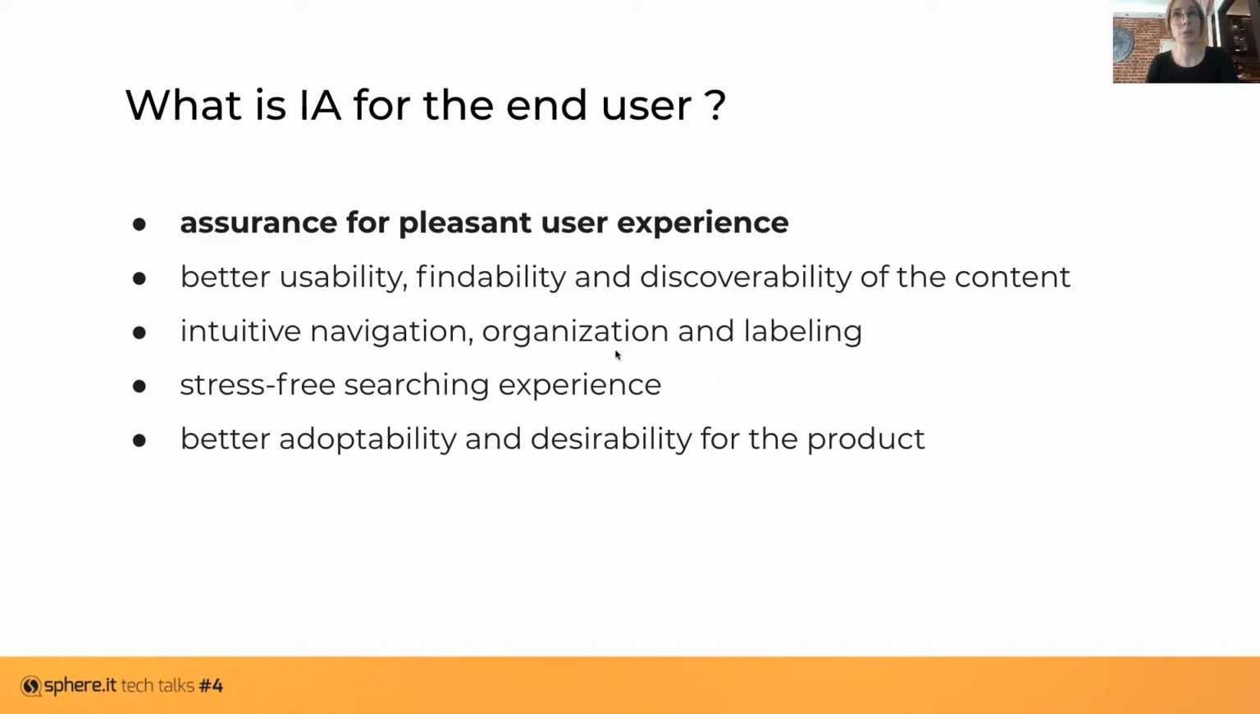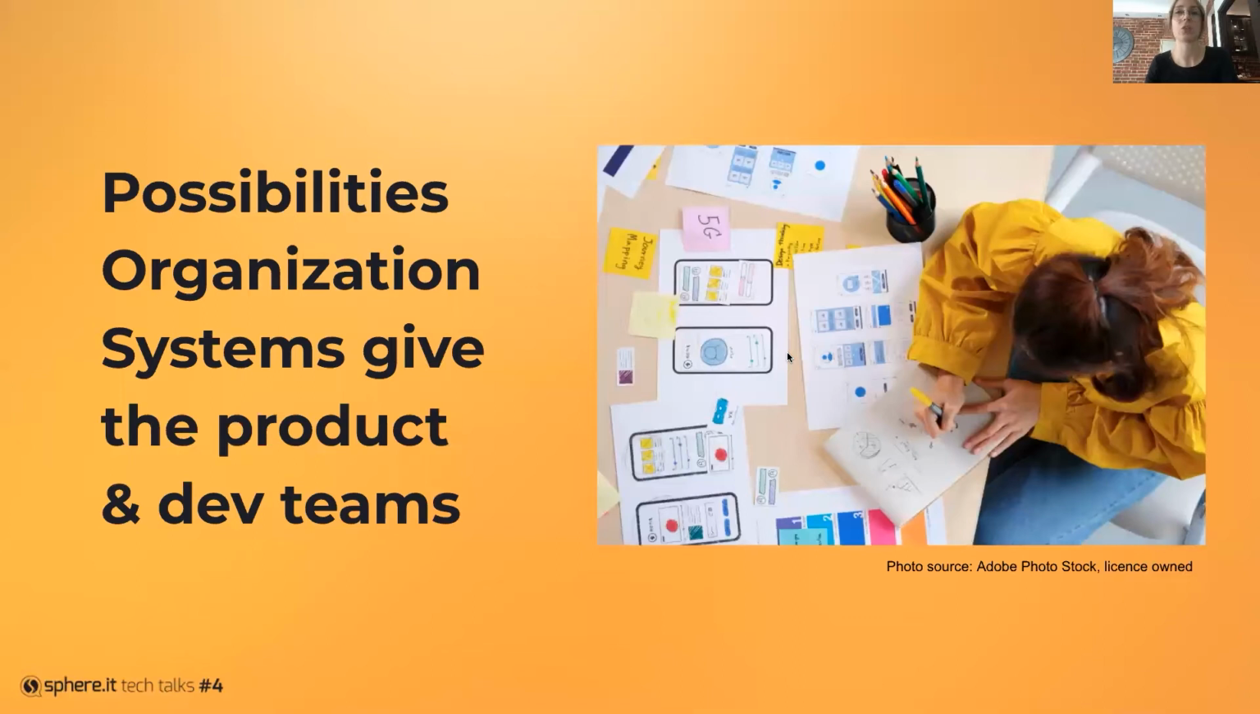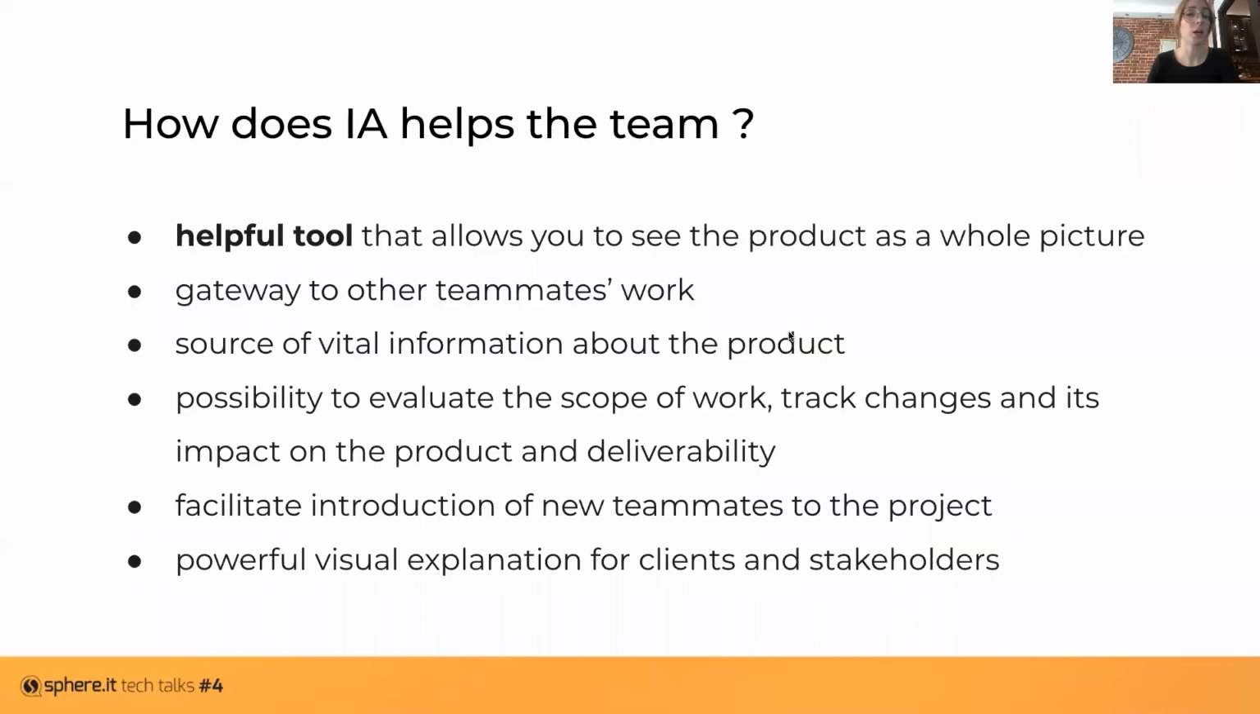But not a lot of people are aware that the IA, especially organization systems, so these graphic forms of IA that we talked about before, can be very useful for the dev and product teams as well. So let's discuss now the possibilities organization systems give the product and dev teams. Above all, it can be a very helpful tool that allows you to see the product as a whole picture.